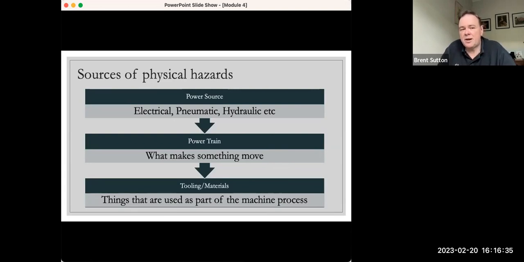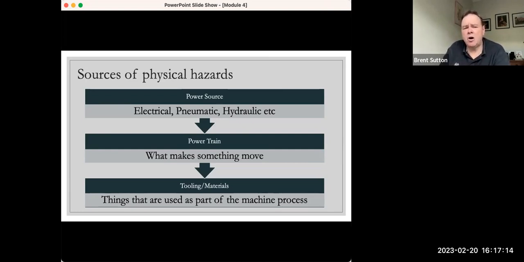And the machine is made up of 3 parts. The first part is the power source itself. And that power source can be things like electrical, it can be pneumatic, and it can be hydraulic, and it can be other forms of power like laser, radiation, heat, thermal, etc. Then the second component to think about with the physical hazards of a machine is the powertrain itself. What makes it move? Is it gears? Is it chains? Is it sprockets? Is it bands? Those types of things. So what is it actually makes it move?